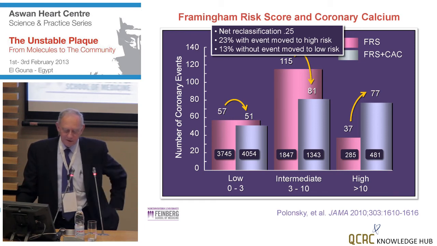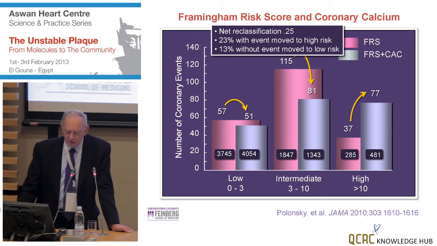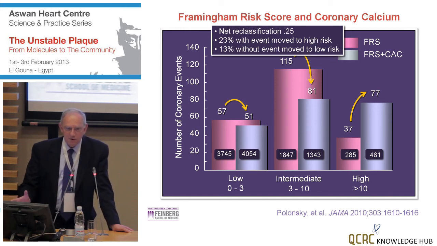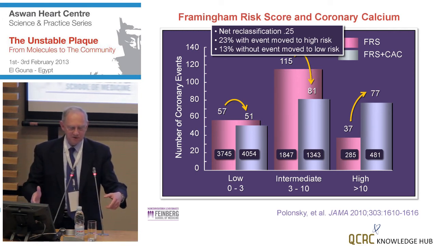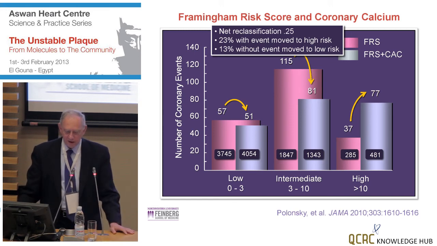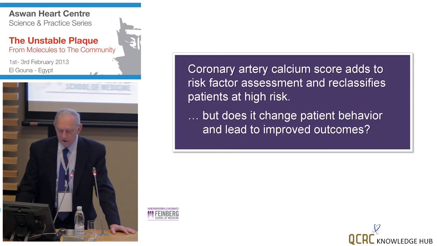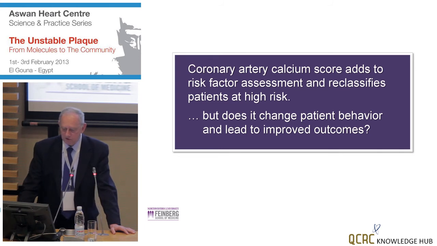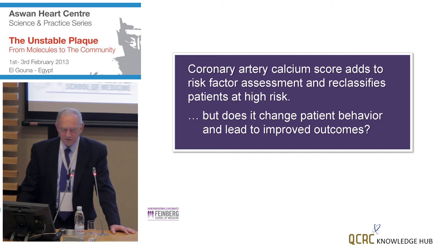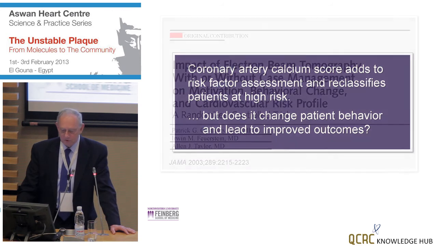Having done that, my question would be if we now can identify more accurately the risk, does it actually change the outcome? What we need is a study showing that we can do such an analysis, treat patients differently, and have them have a better outcome. So coronary calcification score adds to risk assessment, reclassifies patient at risk, but does it change patient behavior? Does it lead to improved outcomes? And here we have no data that there's actually a better outcome, having gone through all of this.